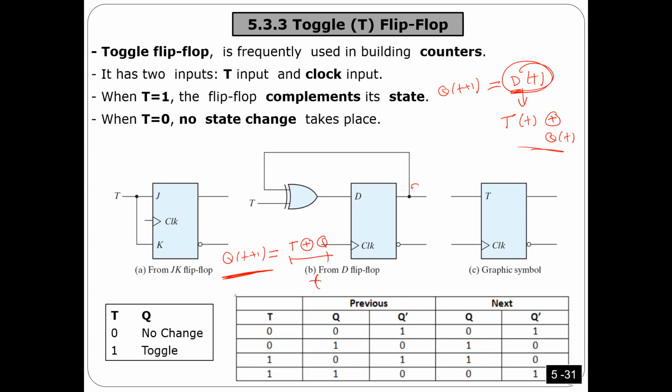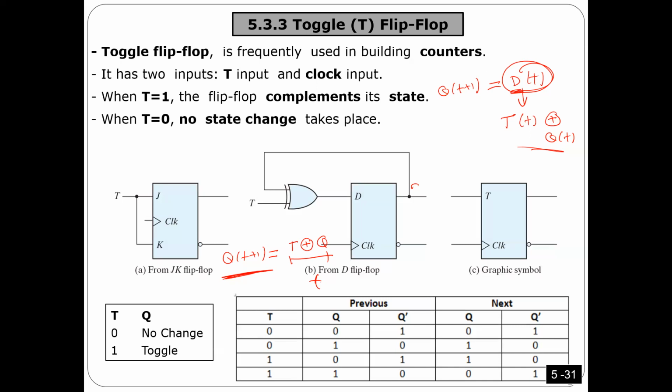Anything at time t before the clock will be after the clock. That's what we call characteristic equation. It gives you a relation between the new output I'm going to get and the input and the present, or current, output Q.